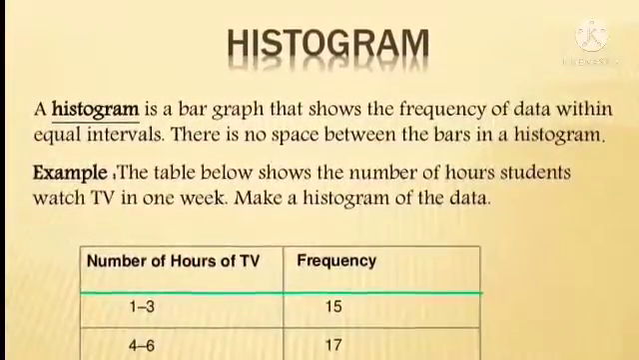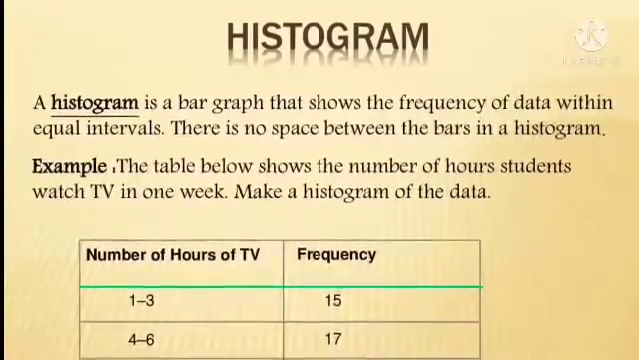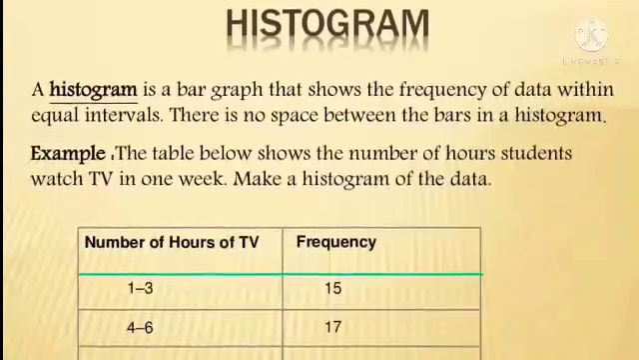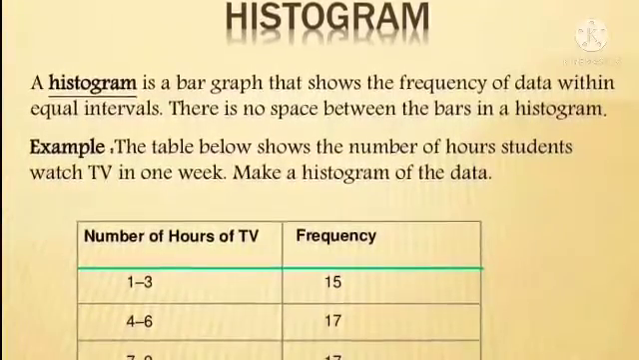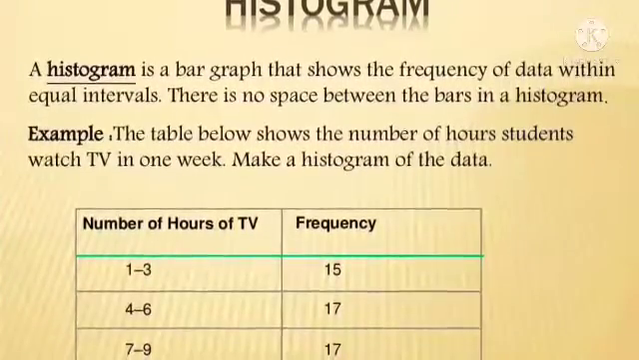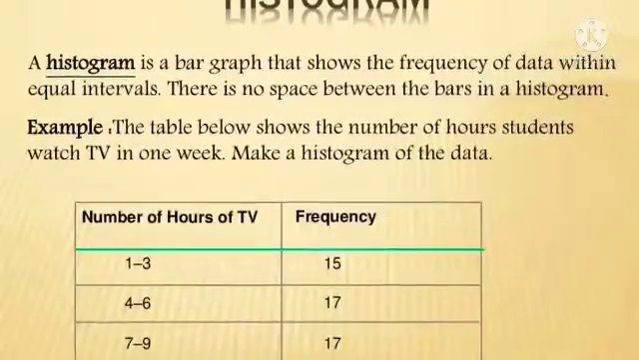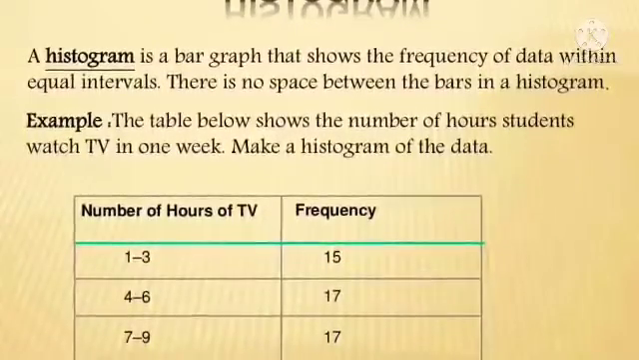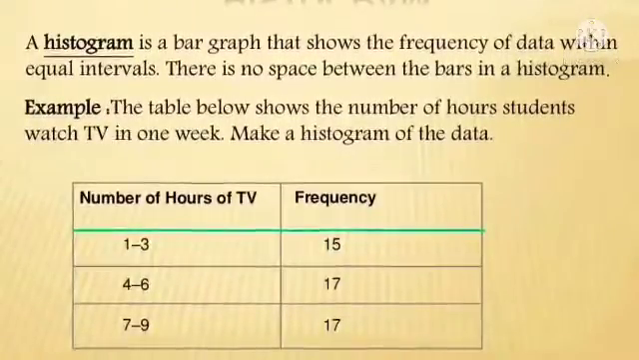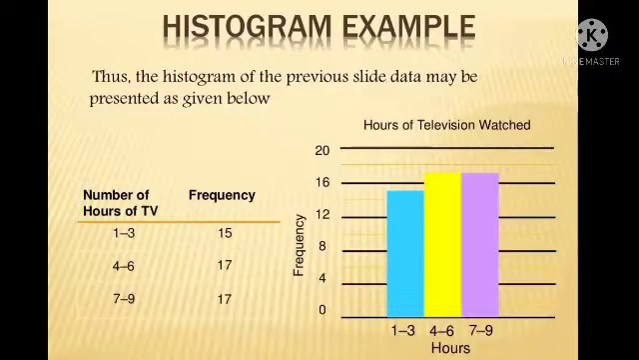Histogram. A histogram is a bar graph that shows the frequency of data within equal intervals. There is no space between the bars in a histogram. Example, the table below shows the number of hours students watch TV in 1 week. Make a histogram of the following data. Histogram example. Thus, the histogram of the previous slide data may be represented as given below.